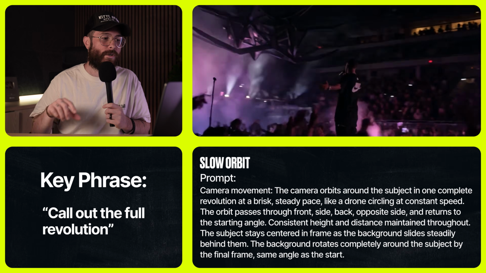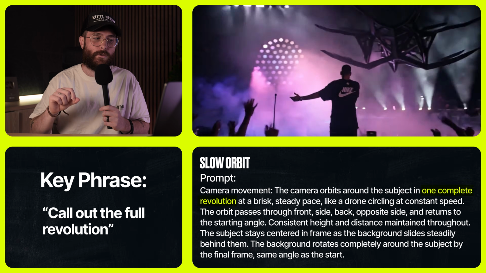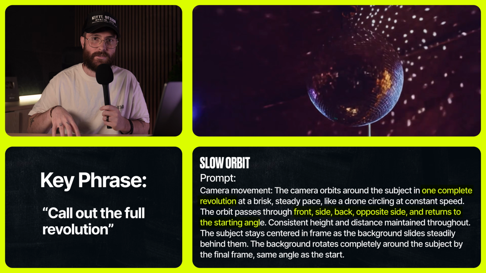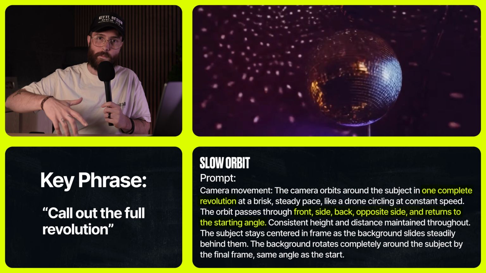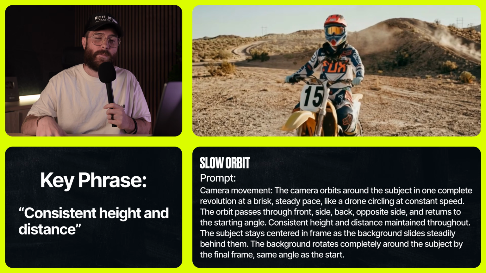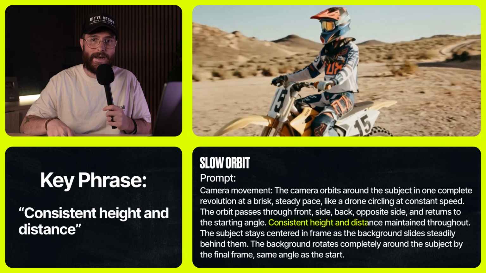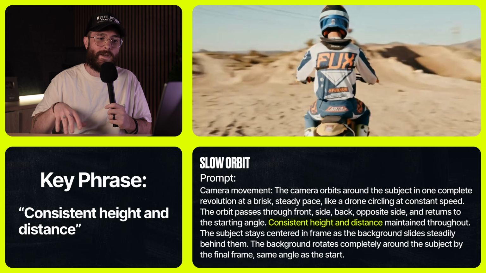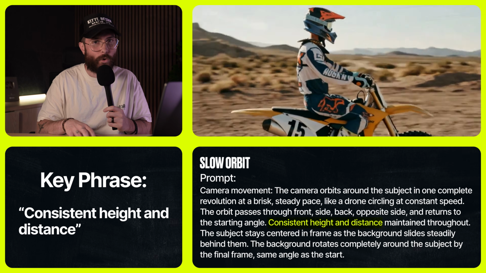Then the next thing you want to do is call out the full revolution. So front, side, back, opposite side, and then back to start. So basically that full orbit in all of the positions, explicitly stating that to the AI. This is a much better technique to spell it out because if you don't, the AI may complete the path by guessing as opposed to following your directions. Then you're going to want to make sure you type out consistent height and distance. If you don't lock that height, the camera will creep up or down and probably ruin the orbit.